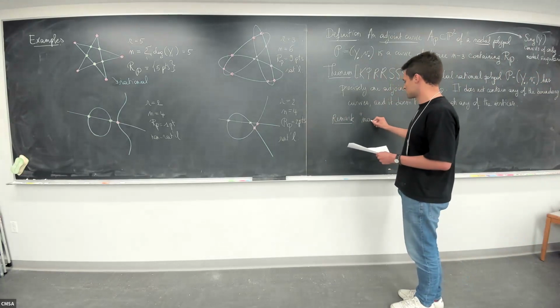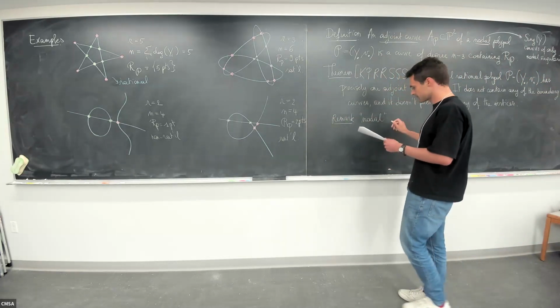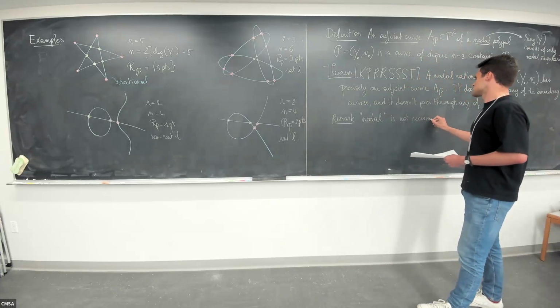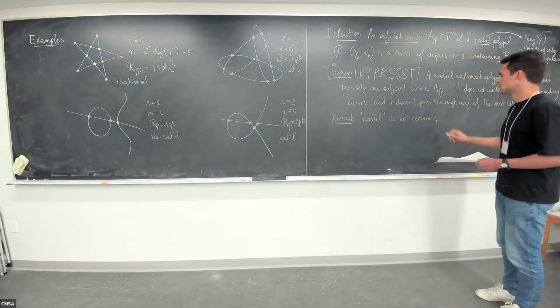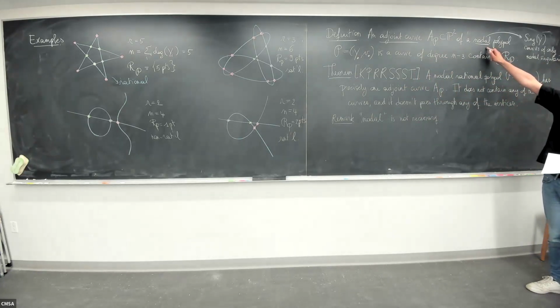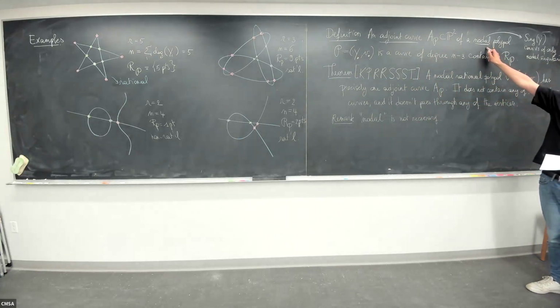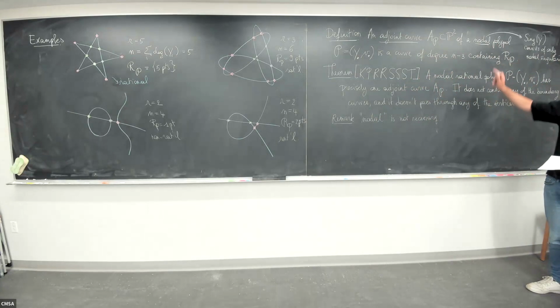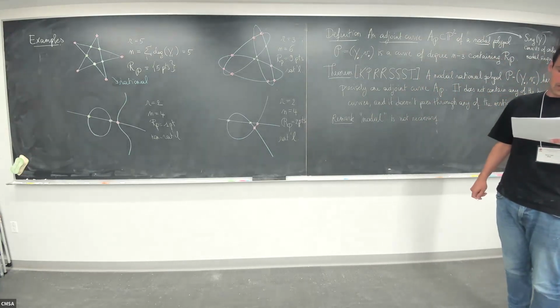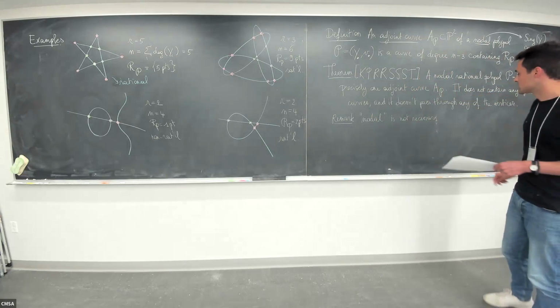Okay, so important remark: nodal is not necessary. It's just that if I don't assume nodal, then it is harder to say what an adjoint curve is, and I only have 1 hour. You can adapt this definition of an adjoint curve in such a way that non-nodal rational polypols still have a unique adjoint. But rational is necessary.